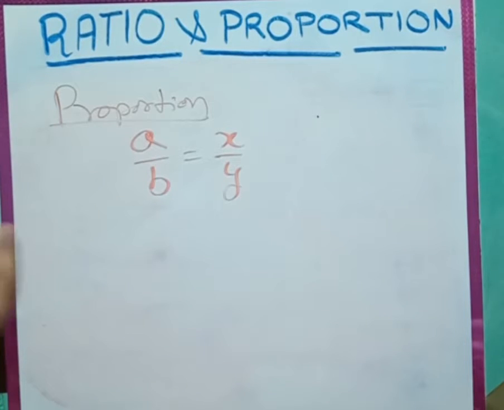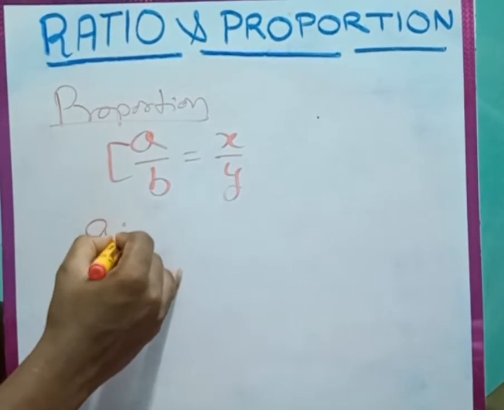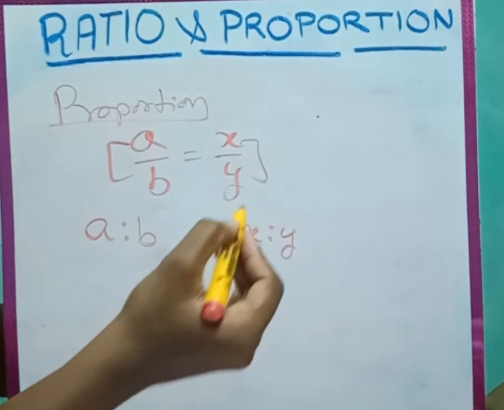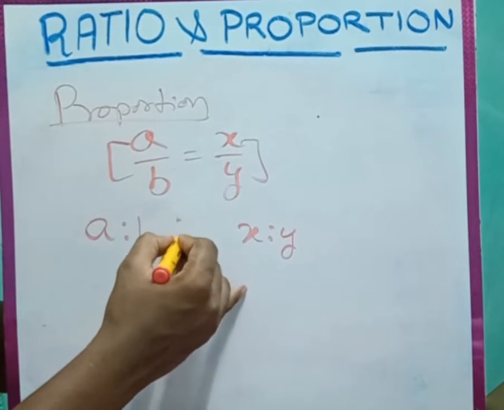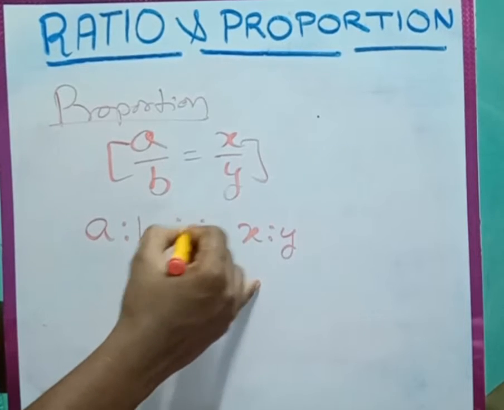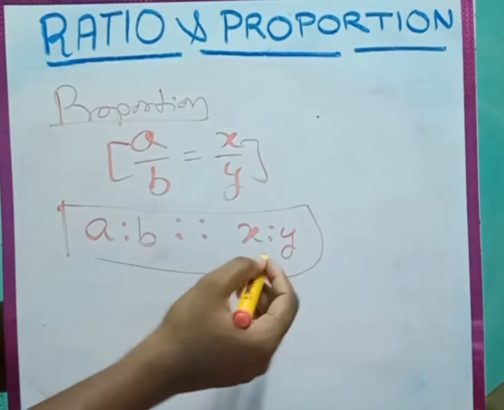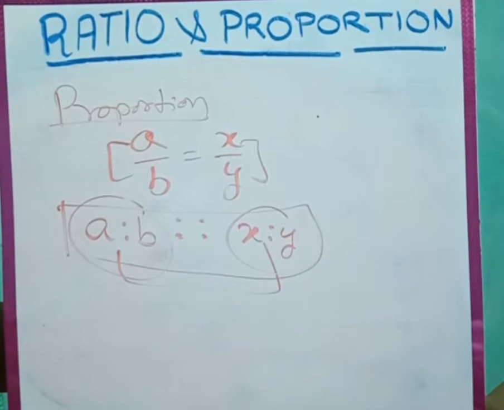So if I ask you, show me the relationship in terms of proportion, what will we do? Nothing, friends. As we know how to write a fraction in ratio, a is to b, and how to write x by y in ratio, x is to y, right? So in proportion, when we write any fractional expression, the equals sign turns into these four dots, right? So what does it mean? It is a is to b is equal to x is to y. This ratio is proportional to this ratio. Both are the same, both are equal. That's all about proportion, friends.